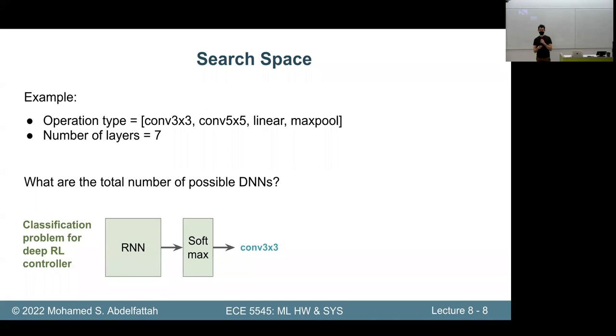And so can someone tell me what the size of the number of possible deep neural networks for this simple search space would be? Come on. 4 to the power of 7. So that's correct. If at every layer we have 4 choices and we have 7 of those layers, then it's exponential with the number of layers, right?